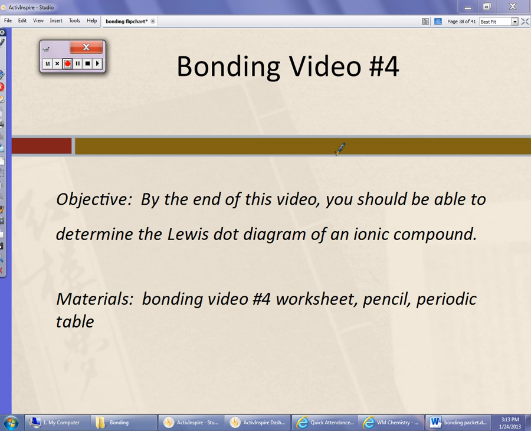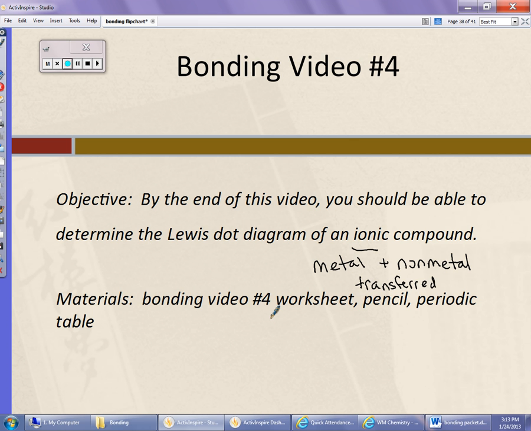This is bonding video number 4. By the end of this video, you're going to be able to determine the Lewis dot diagram of an ionic compound. This is a metal plus nonmetal, and will be different than the covalent molecules we've talked about in the past. In the past, we had shared electrons. Here we're going to show how the electrons are going to be transferred from one thing to the next.